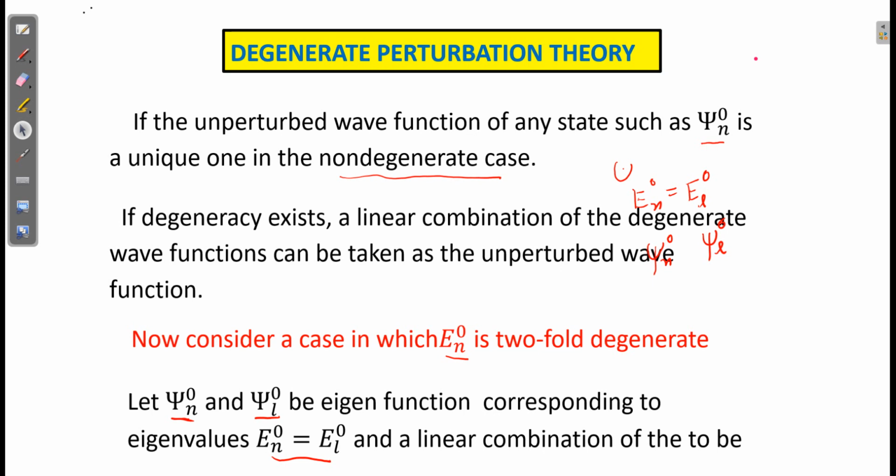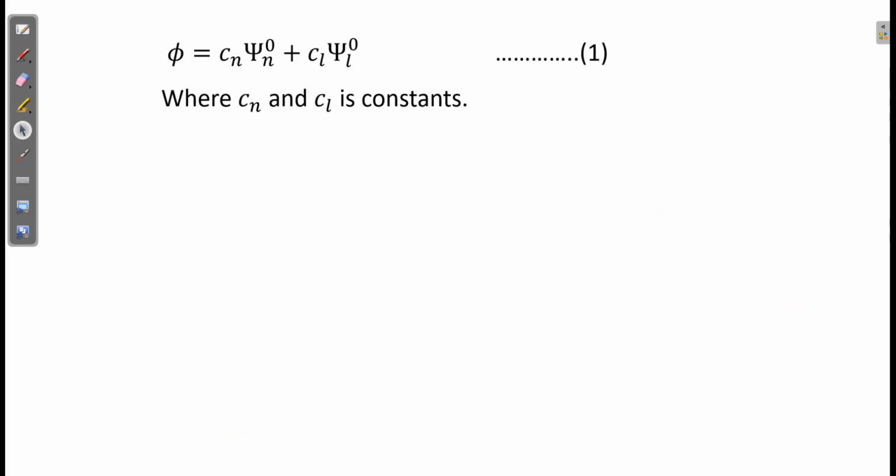The linear combination phi is equal to Cn psi n naught plus Cl psi l naught. This is a new wave function, which is the linear combination of psi n naught and psi l naught, and this new wave function is a wave function of the unperturbed state, where Cn and Cl are constants.